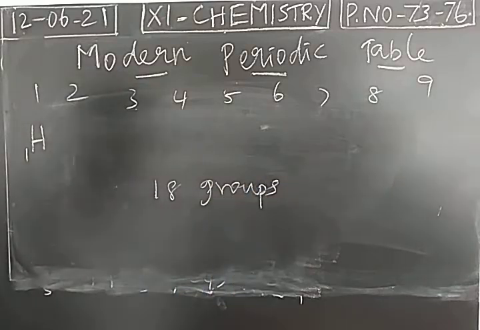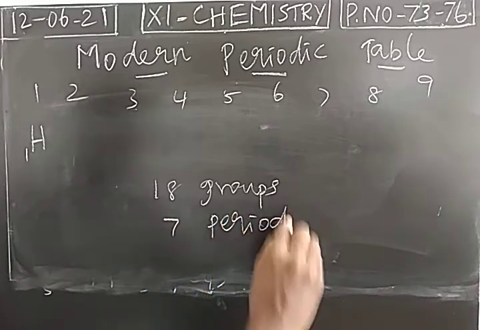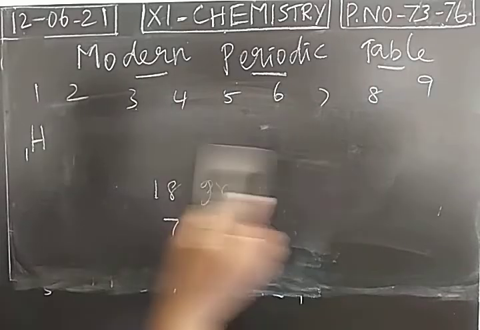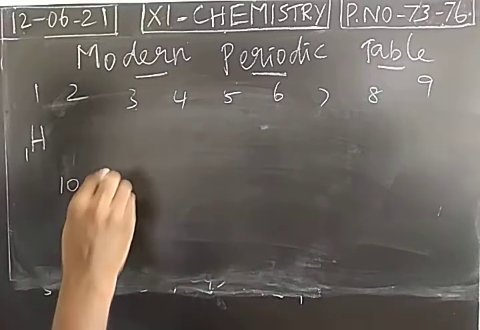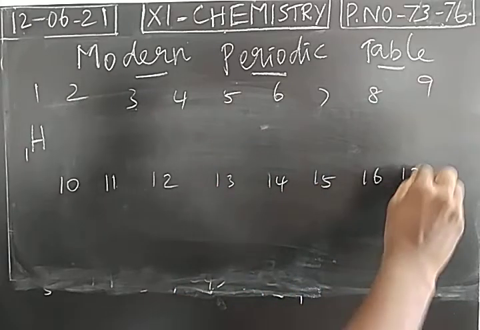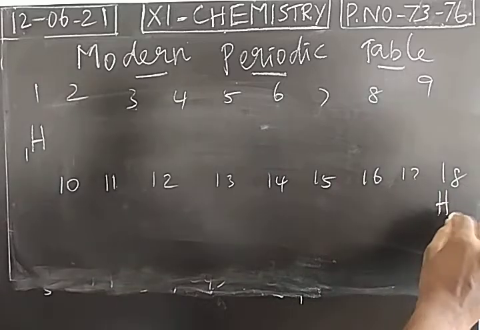How many vertical columns? 18. So totally 7 periods are present. How many horizontal rows? 7 periods. So totally 18 vertical columns, 18 groups are present. The first element is placed in group number 1. The next element is placed in group number 18.